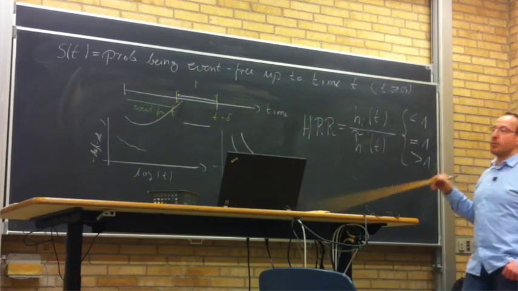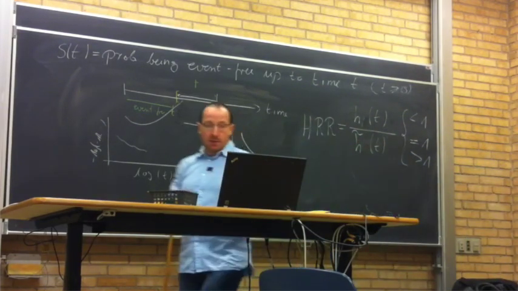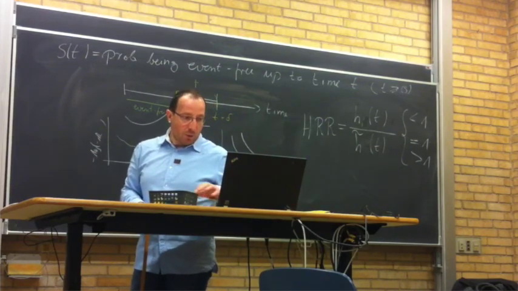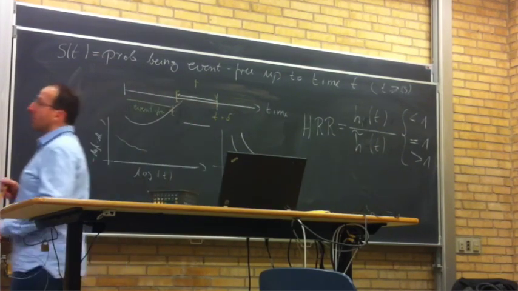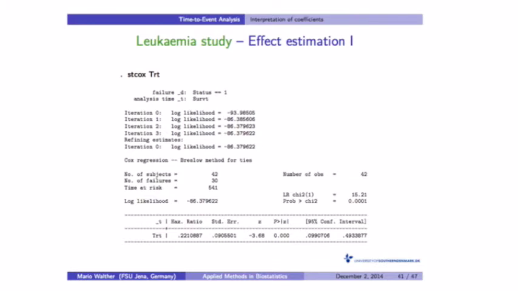I will explain it by the leukemia study, where we perform Cox regression. The Cox regression on this data can be done by using Stata. And here I would like to consider firstly only treatment. That is, we consider only treatment as an exposure variable and perform the Cox regression.